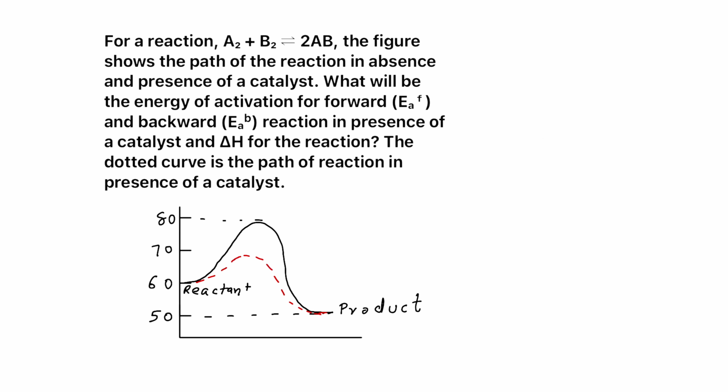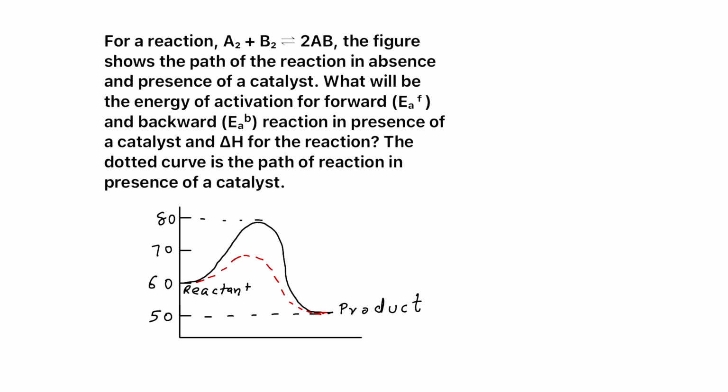For a reaction A2 plus B2 gives 2AB, the figure shows the path of the reaction in absence and presence of a catalyst. What will be the energy of activation for forward and backward reaction in presence of a catalyst, and enthalpy change delta H for the reaction? The dotted curve is the path of reaction in presence of catalyst.